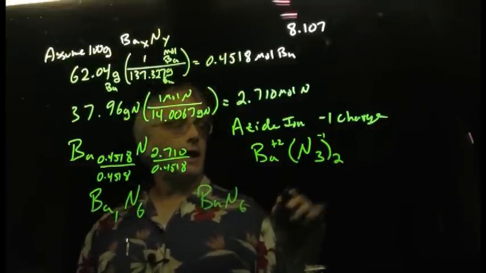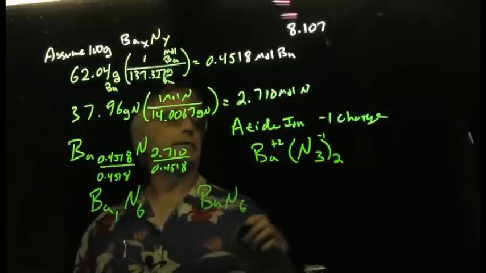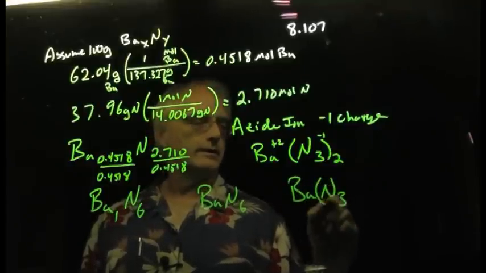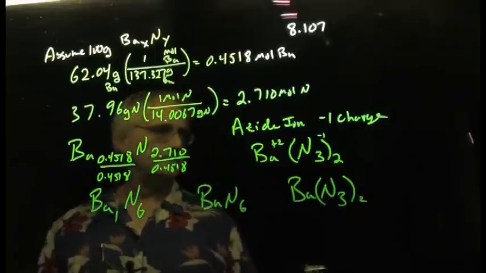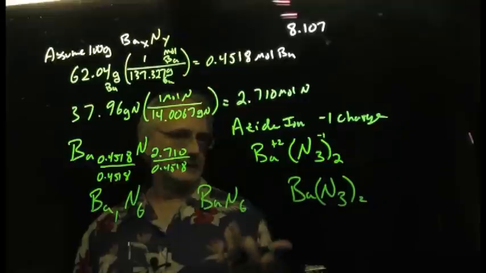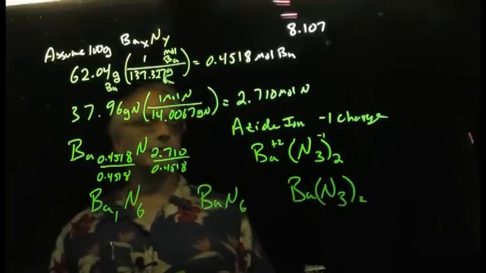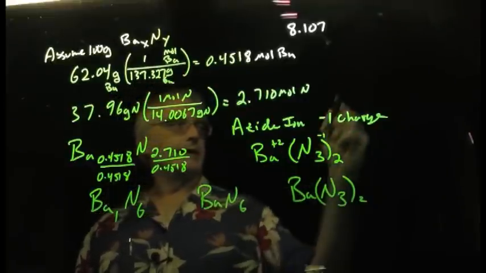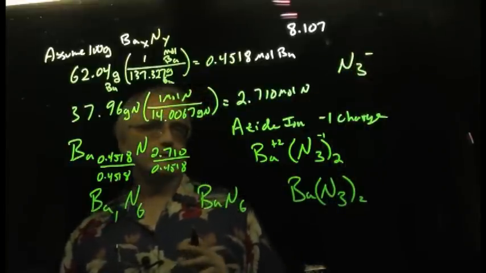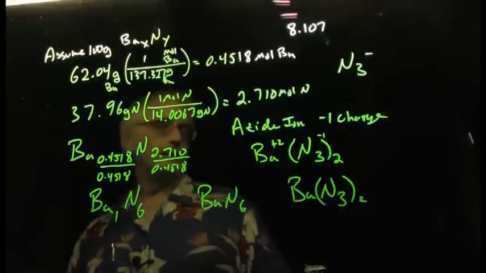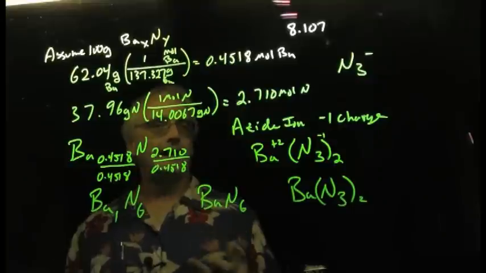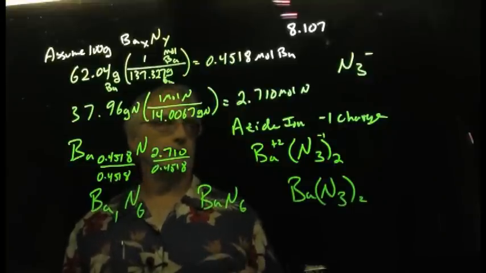I think it's slightly more accurate, taking into account the charges, to write it Ba(N3)2. Okay, and there is the formula of barium azide, and sure enough, you can look it up, Google azide ion. That is the formula. The azide ion is N3 minus. Okay, and so from this calculation and getting the formula of barium azide, we also now know what the formula of the azide ion is, which is the focus of the rest of the question.